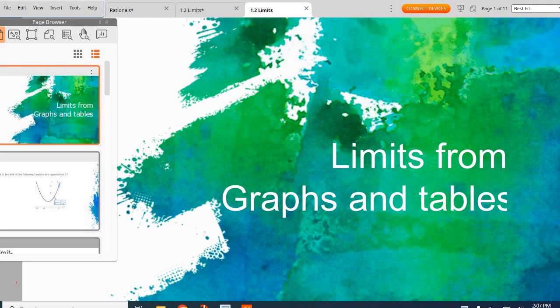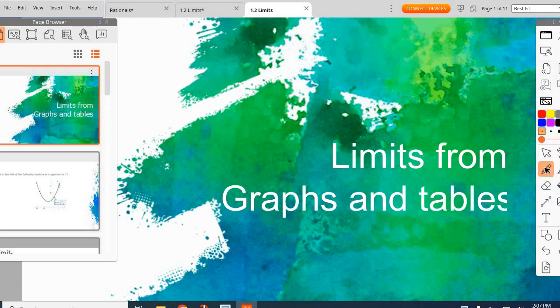So we talked a little bit last week, very briefly, on a limit, and that we were going to be talking about limits in calculus. That was about the extent of it. So today we're actually going to be looking at what limits mean. Today we are looking at them from graphs and tables. Tomorrow we'll be looking at them algebraically.